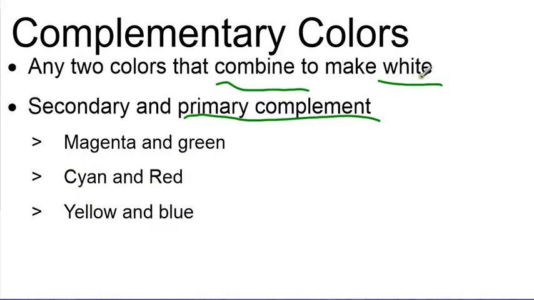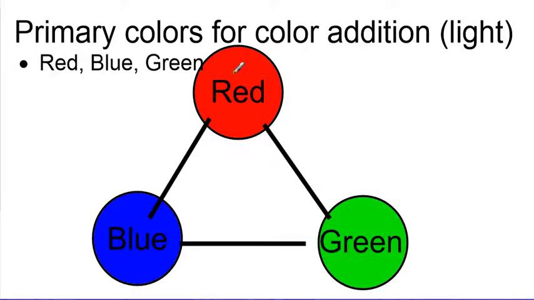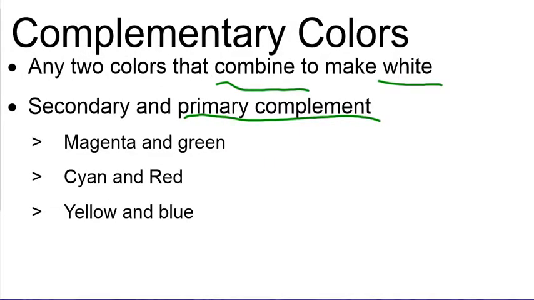The other way to get white light is simply to have three separate lights, red, blue, and green, overlapping into the same area, and you will perceive that to be white light. So those are the complementary colors.